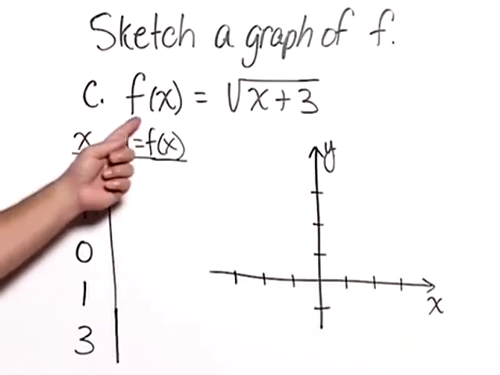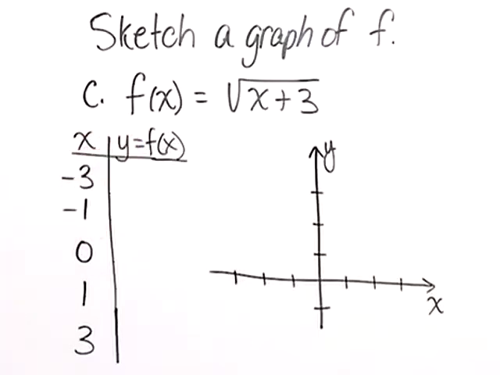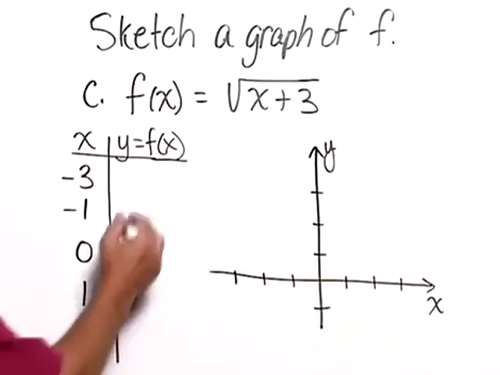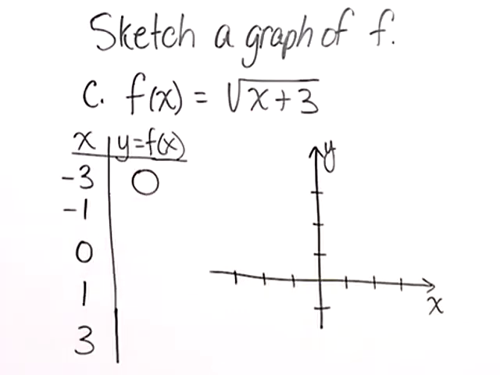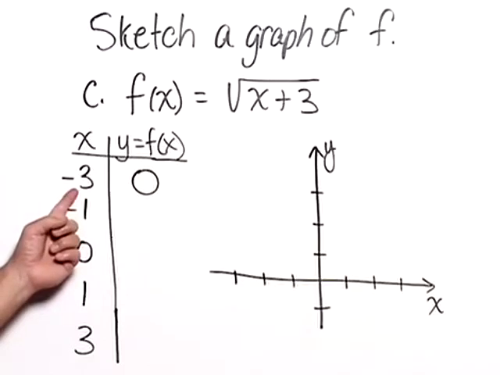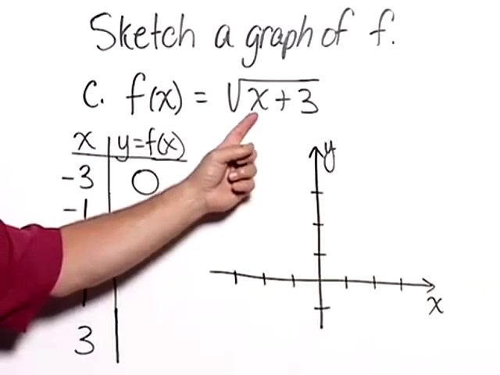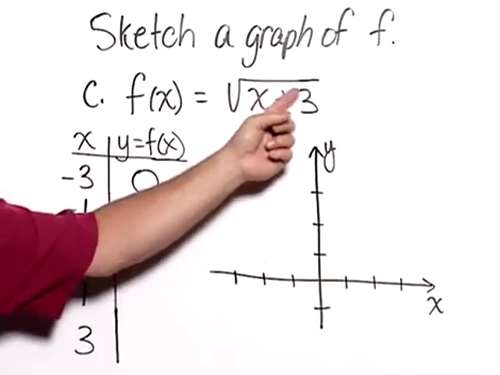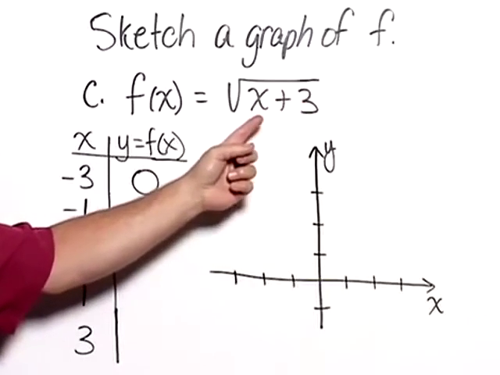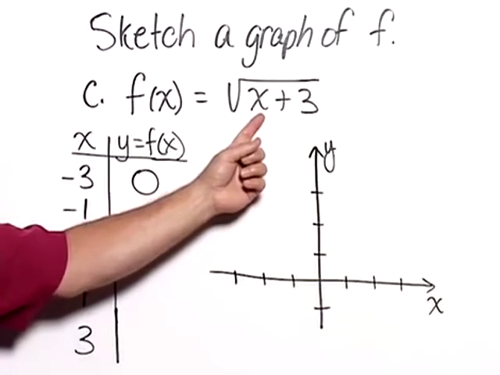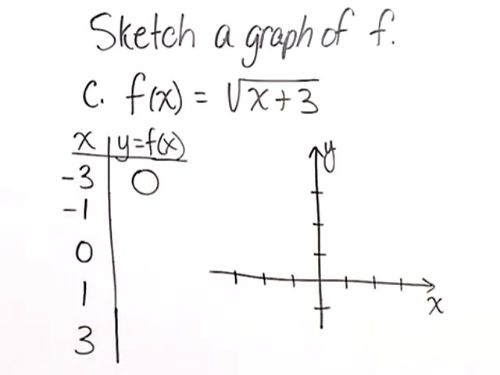For part C, f of x equals the square root of x plus 3. Let's start by substituting negative 3 for x. Negative 3 plus 3 is 0, and the square root of 0 is 0. Now, I started at negative 3 because I did recognize that if I started with numbers less than negative 3, that when I added 3 to them, that would leave a negative number underneath the square root. And that does not yield a real number solution. And therefore, negative 3 was the first number to plug in with respect to the domain of that function.